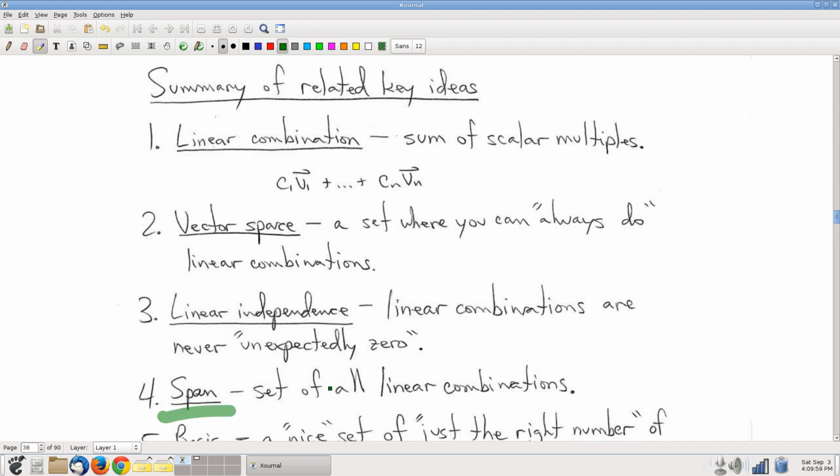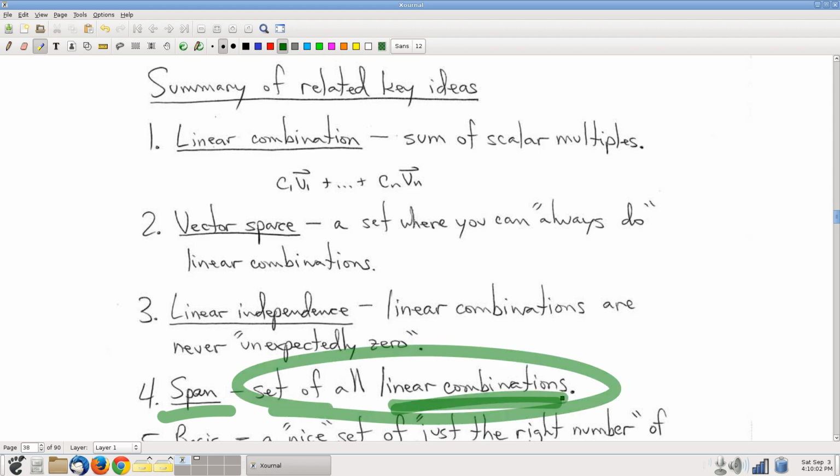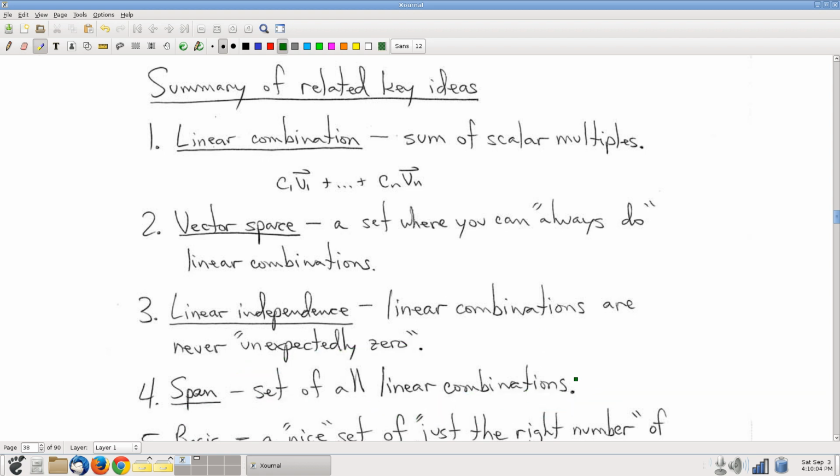Okay, span very obviously connects to linear combinations. It is in fact just the set of all linear combinations.